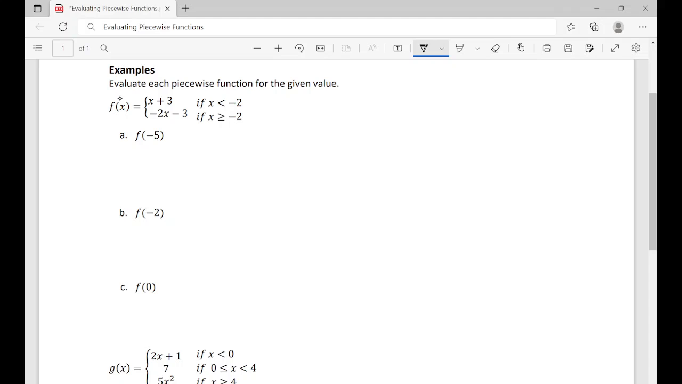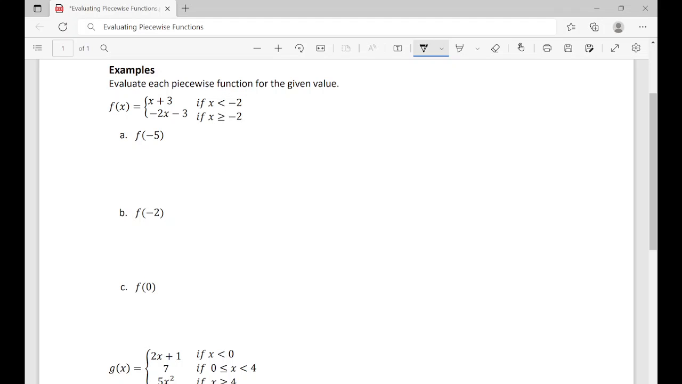So we have the piecewise function f of x equals x plus 3 if x is less than -2, and negative 2x minus 3 if x is greater than or equal to -2. So we're going to evaluate f of -5. And the first thing you should do is look for what's inside the parentheses, in this case, -5. And we're going to take this and see which one it fits into on these restrictions here, either the top one or the bottom one. And it's only going to work in one of them.